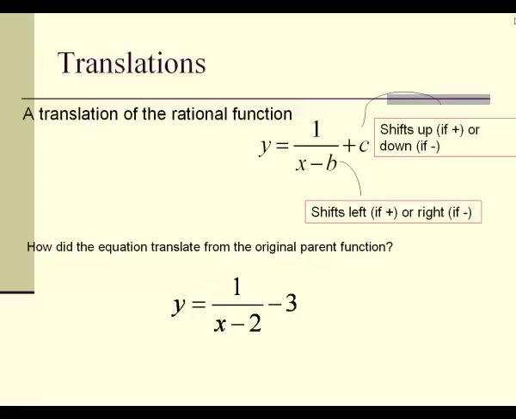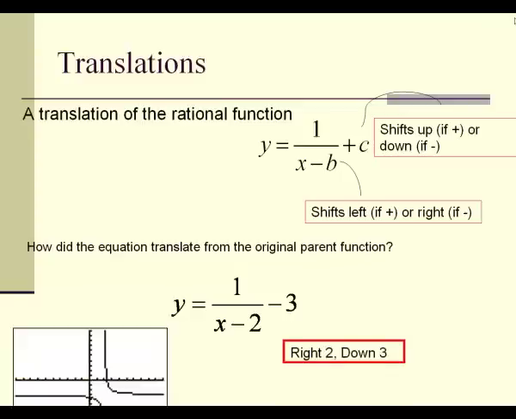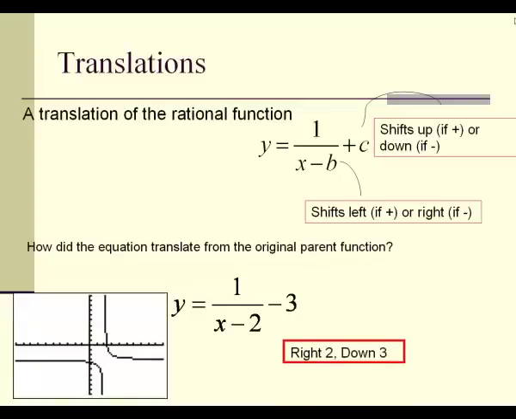So looking at our example at the bottom of the slide, y equals 1 over x minus 2, minus 3, we would be shifting to the right 2 and down 3. So we go right 2, down 3, and then draw our branches from there. Now you can graph this in your calculator to get the picture that I have here on the screen.